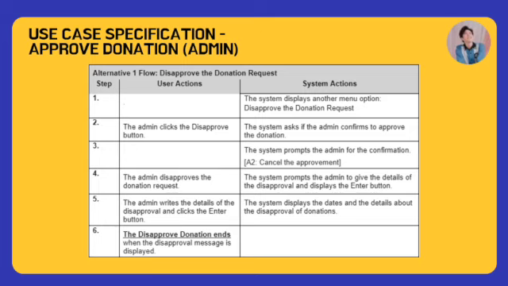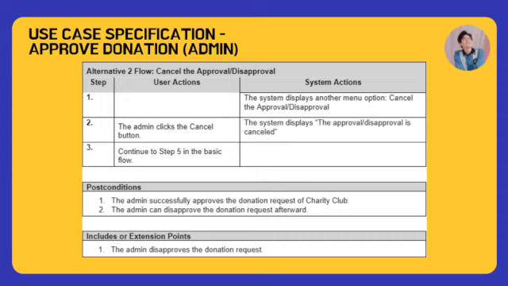So when the admin writes the details about the disapproval and clicks enter, the system will display the dates and the details about the disapproval of the donation to send it to the charity club, and this approval donation use case will end here.